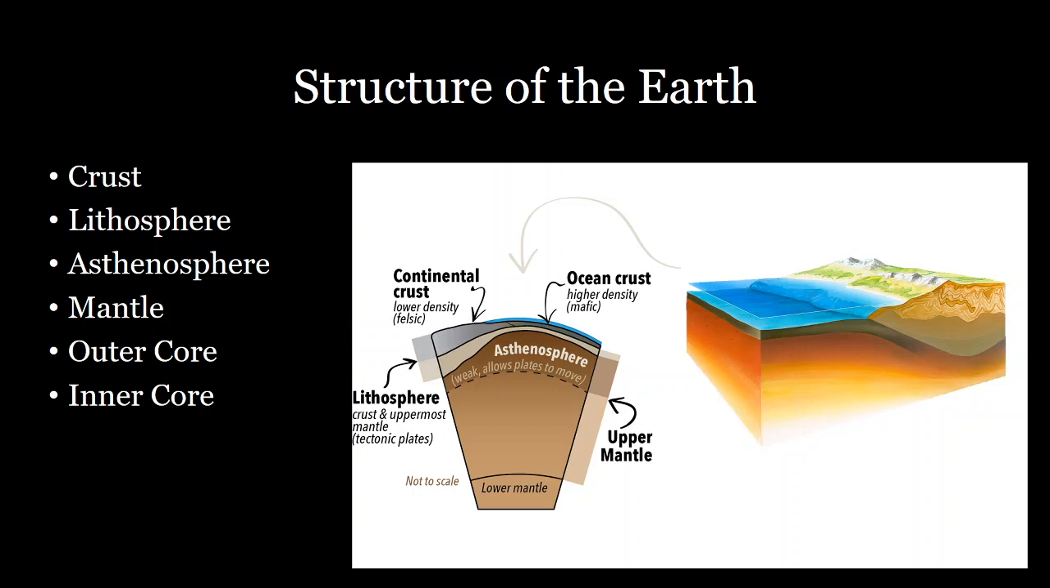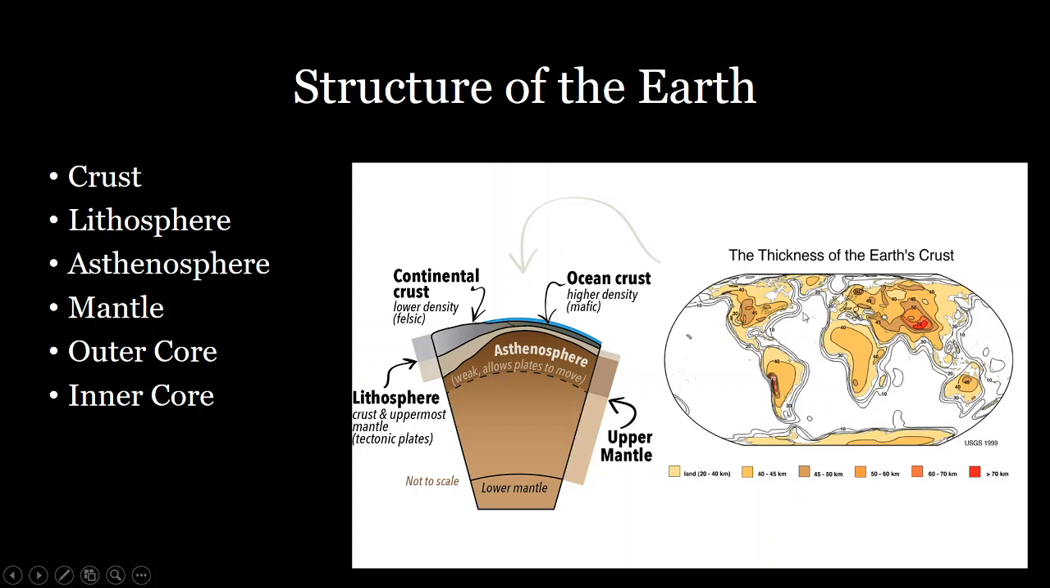And so that crust can form a brittle layer. The lithosphere is the layer of which plates actually move. It's the layer of the upper mantle and the crust that moves brittly along the surface of the Earth.